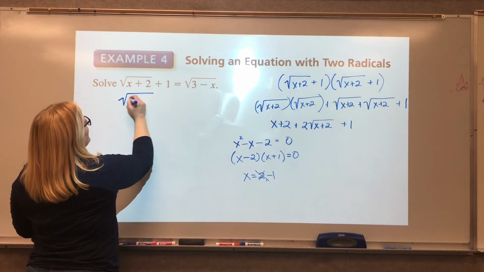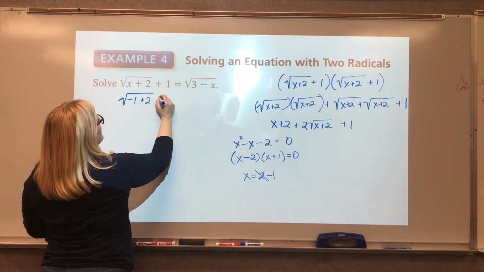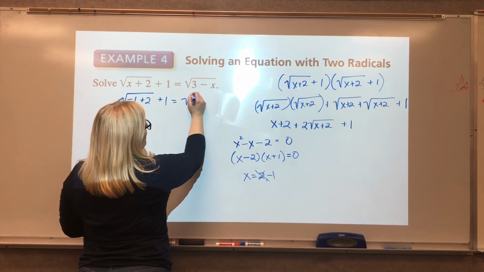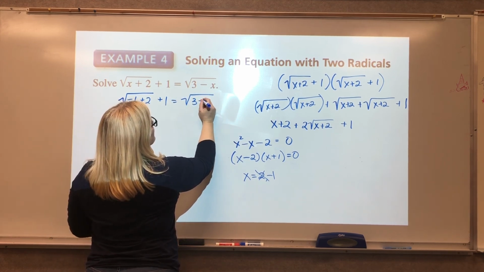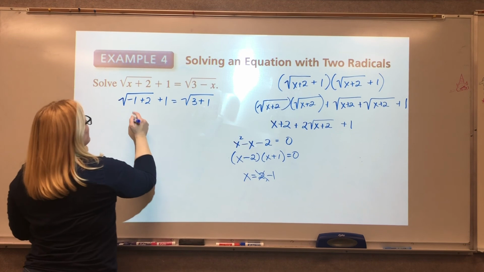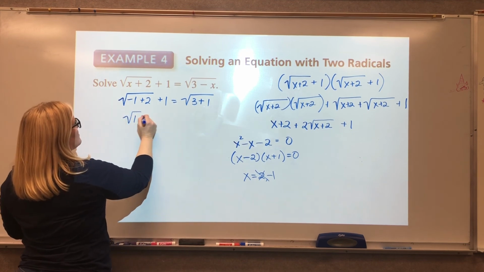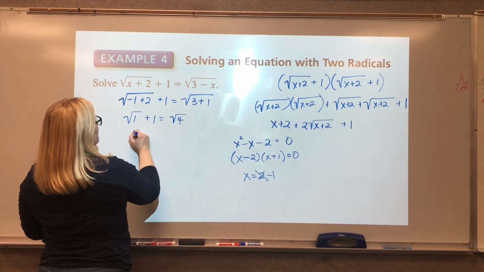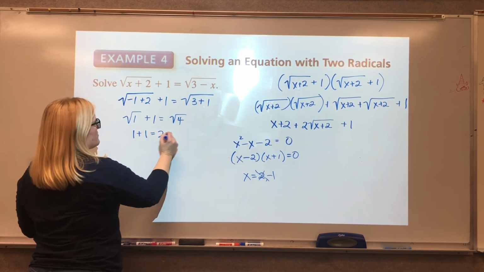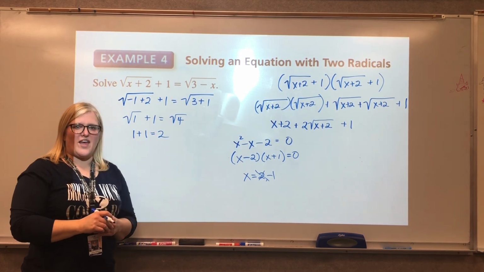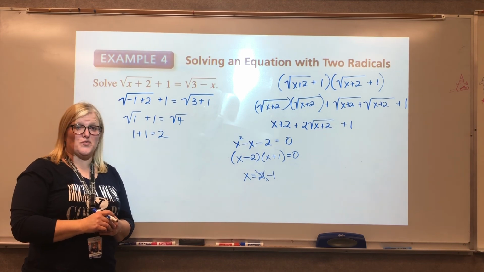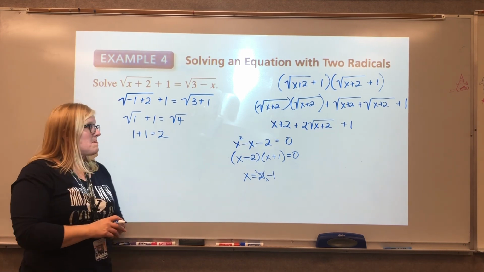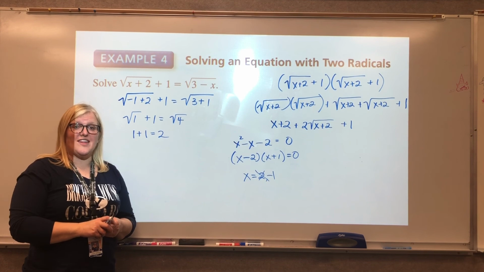So I've got the square root of negative 1 plus 2 plus 1 equals the square root of 3 minus a negative 1. So this is the square root of 1 plus 1 equals the square root of 4. So this is 1 plus 1 equals 2. Boy, when's the last time you heard that in math class? 1 plus 1 is 2. But that's what we've got here. All right, we'll do some more in the next video.